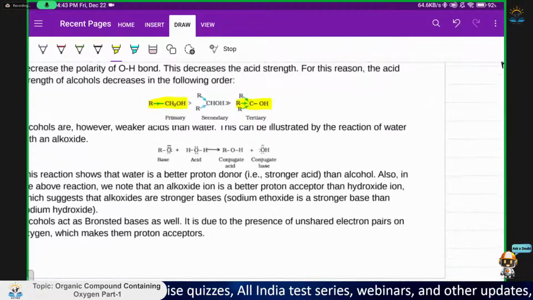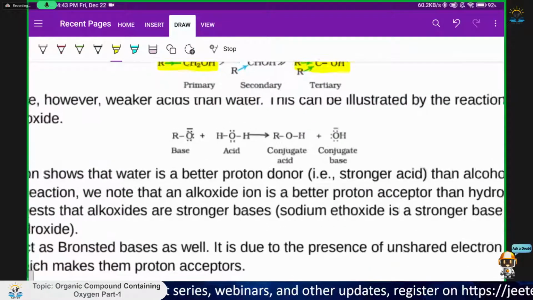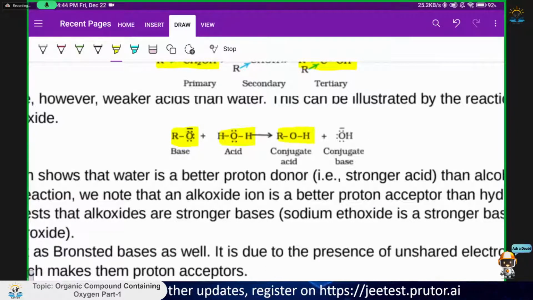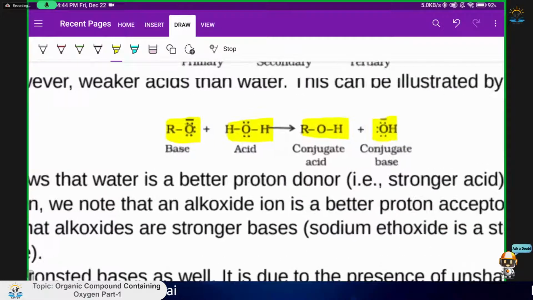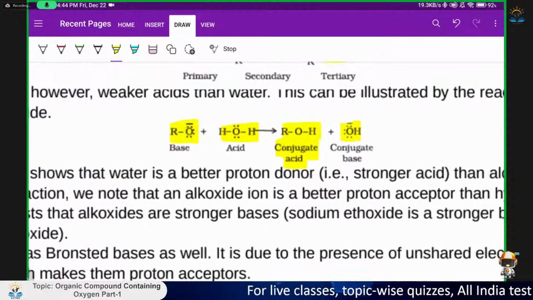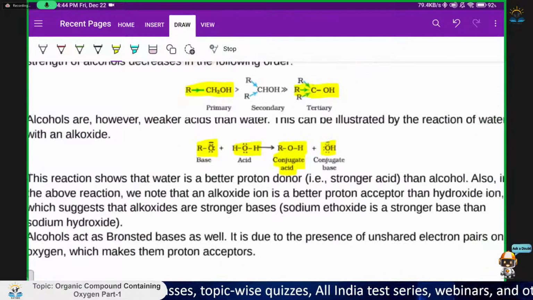Alcohols are, however, weaker acids than water. This can be illustrated by the reaction of water with an alkoxide. The conjugate base of our alcohol reacted with water to form a conjugate acid. So this reaction shows that the base reacted here is a strong base. That's why it reacted with water to form a conjugate acid. The conjugate acid of this base is our alcohol. It is weaker than water here.